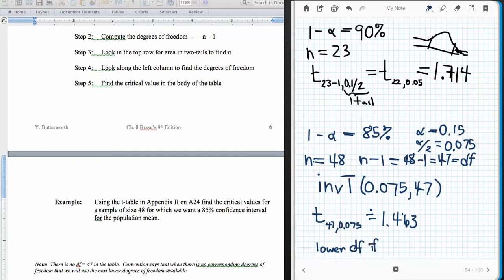And that's what you want to make sure that you note, just in case all you're told you can use is a t-table. So lower degrees of freedom if not available. And that just compensates and makes it a much better approximation. It gives you a little leeway. It makes a little balance room in there.